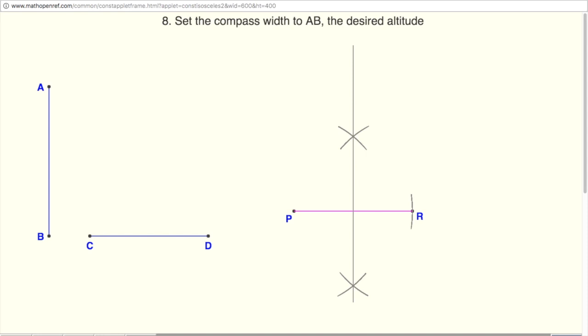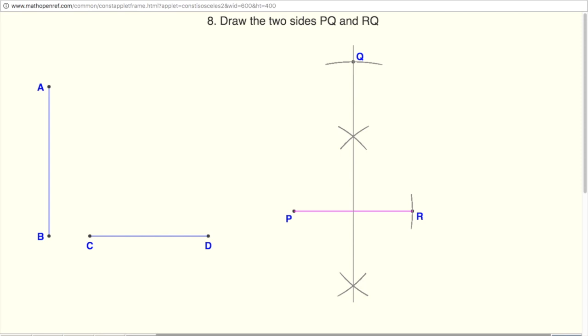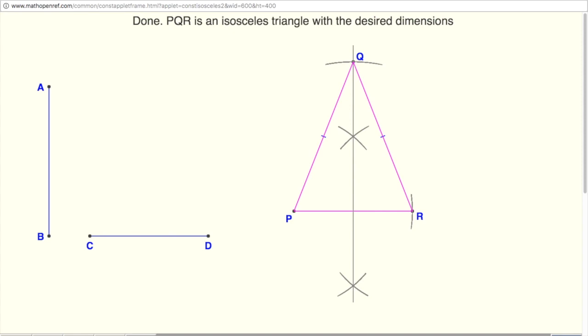Then set the compass width to AB, the altitude. Then from the base midpoint where the line intersected PR, draw an arc across the vertical, creating Q. So we just copied AB. Now draw the sides PQ and RQ. And we have our isosceles triangle.